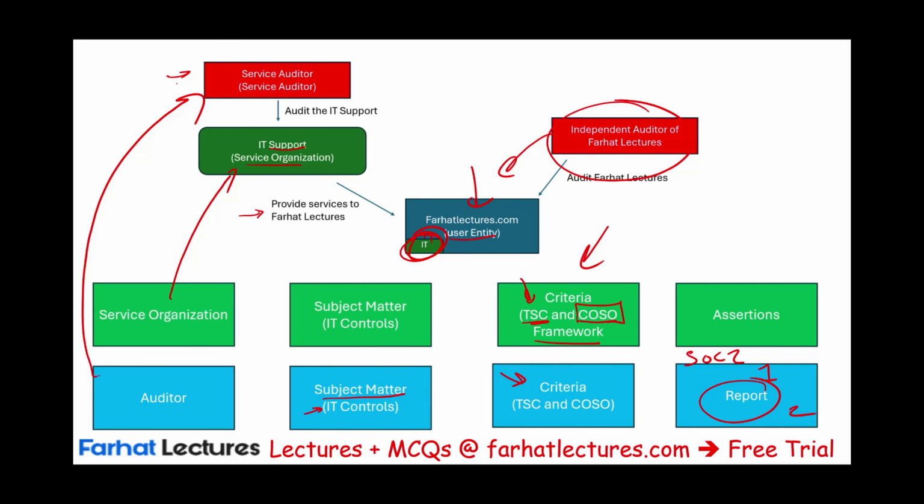I know we keep repeating the same information in a different way, but that's going to be helpful because the more you learn about the SOC engagement, you want to make sure everything is clear, because we have SOC 1, SOC 2, Type 1, Type 2, and we have SOC 3. And we have to know the users. Who are the users? Is it for limited use? Is it for general use? And what are the criteria? The TSC, the COSO framework.